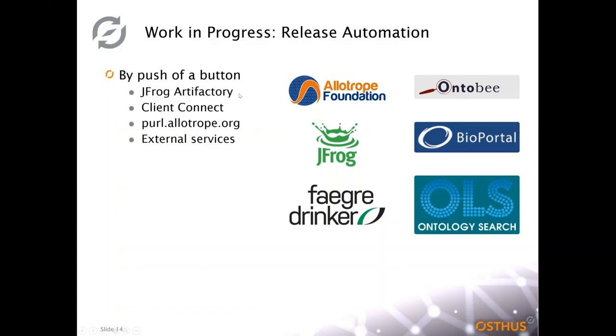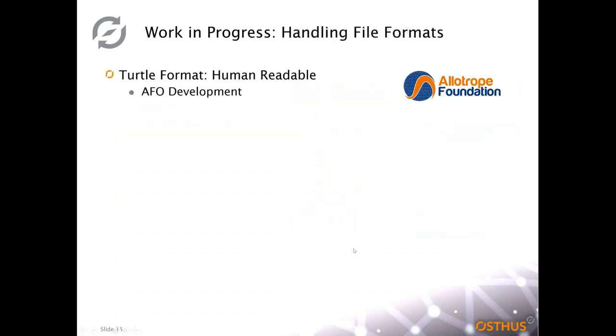And we want to publish to different sites. We want to publish zip files to the JFrog and to Client Connect. We want to publish our ontology suite to our own server. And we also want to publish to external services to raise the visibility of the AFO. And at the moment, we're looking at Ontobee, BioPortal, and OLS.